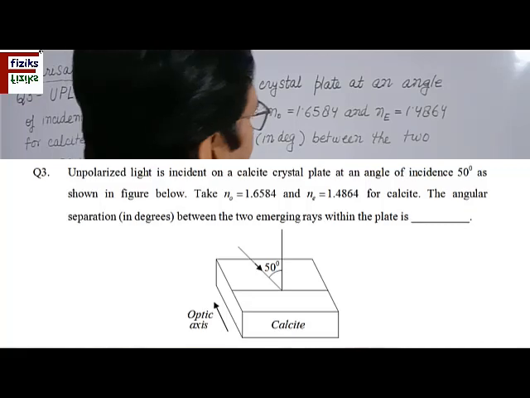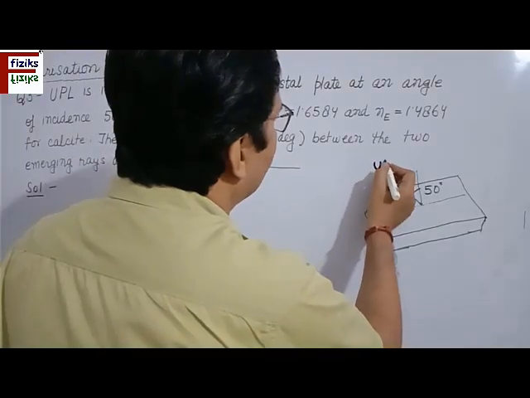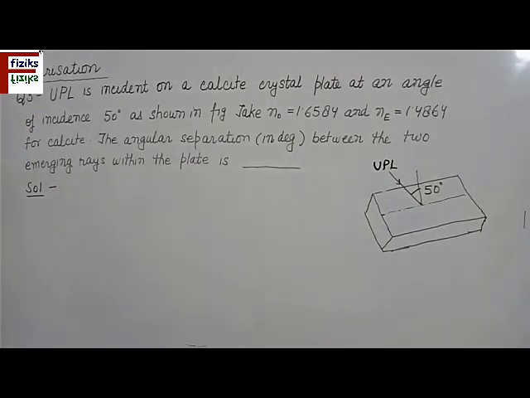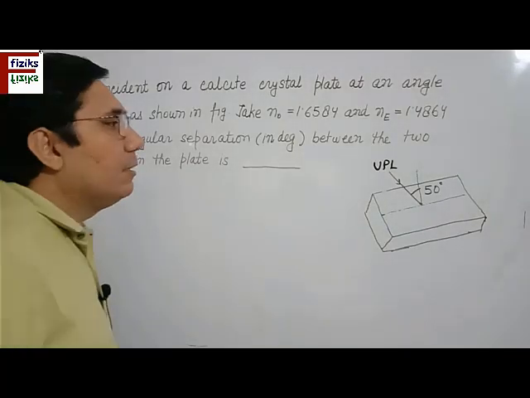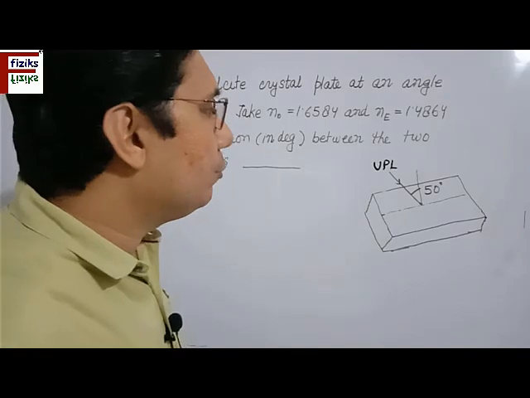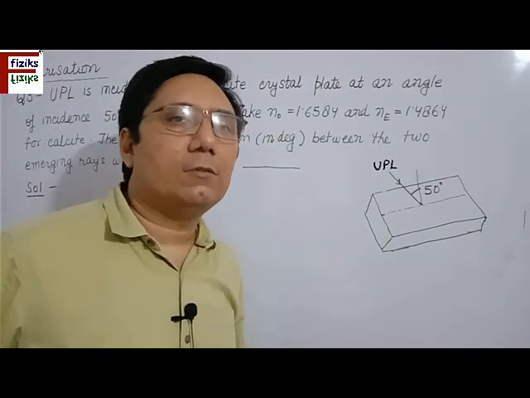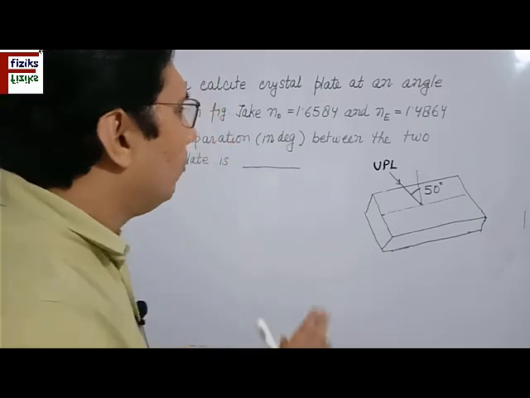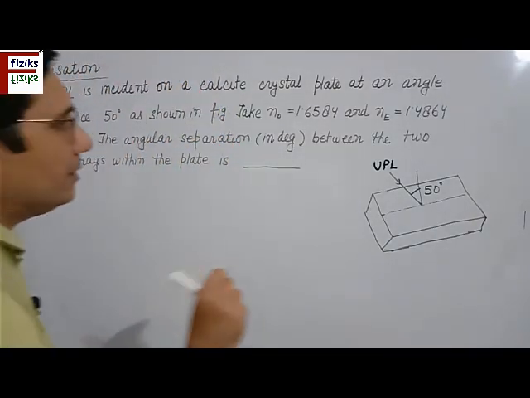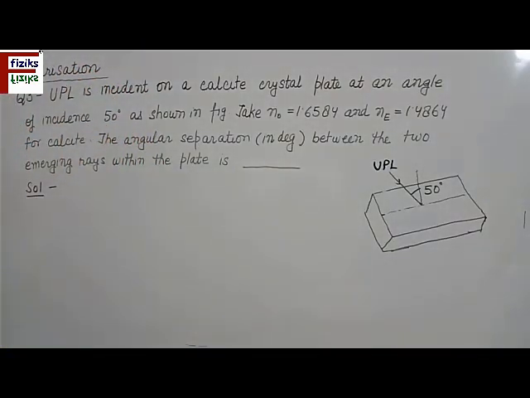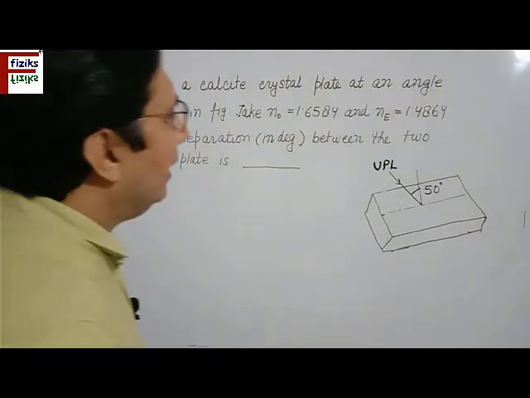This is the incident light, this is unpolarized light. When this unpolarized light is incident on this doubly refracting crystal, it will split or give rise to two refracted rays. One is known as O ray, another is known as E ray. So both O ray and E ray will travel in different directions. So we have to find out the angular separation between O ray and E ray.